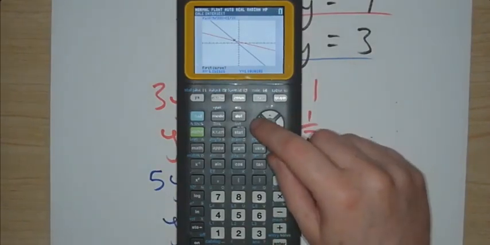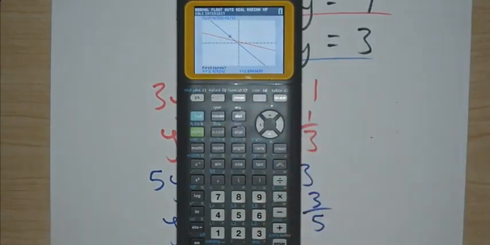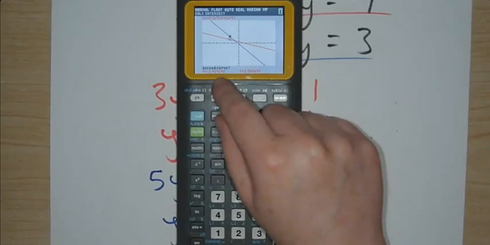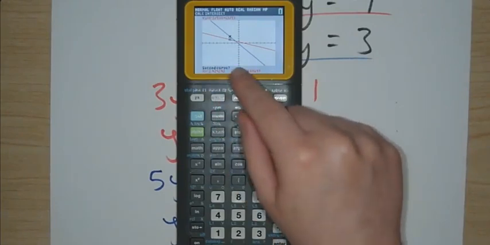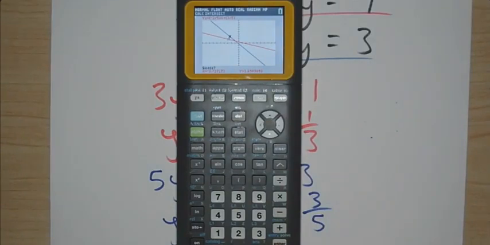So now we have it graphed. It's asking here for our first curve. So we're going to go on one of the functions and press enter. And then it asks for our second curve, and it is already on the other line, so we're going to press enter.